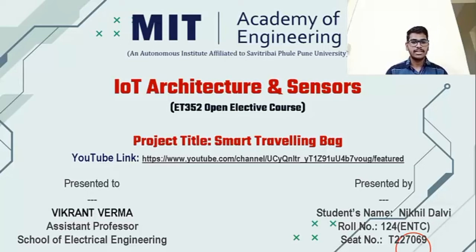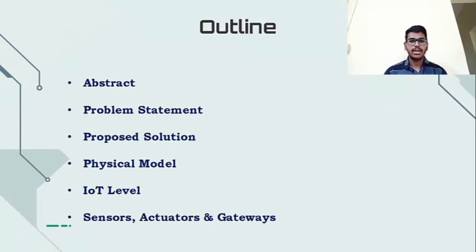My project title is Smart Traveling Bag, and the project is guided by Vikrant Verma sir. So this is the outline of my project. First one is abstract, second is problem statement, proposed solution, physical model, IoT level of my project, and the last one is sensors, actuators, and gateways which I have used in my project.